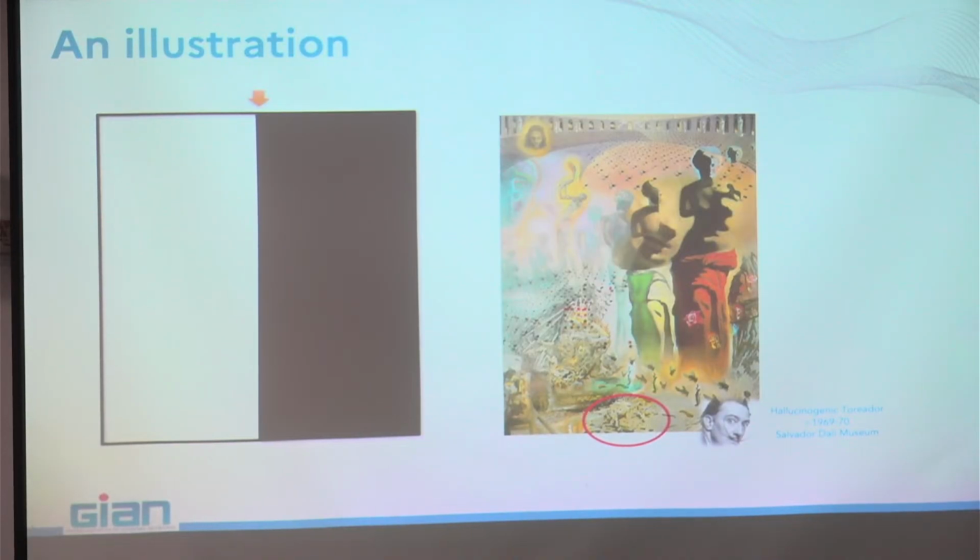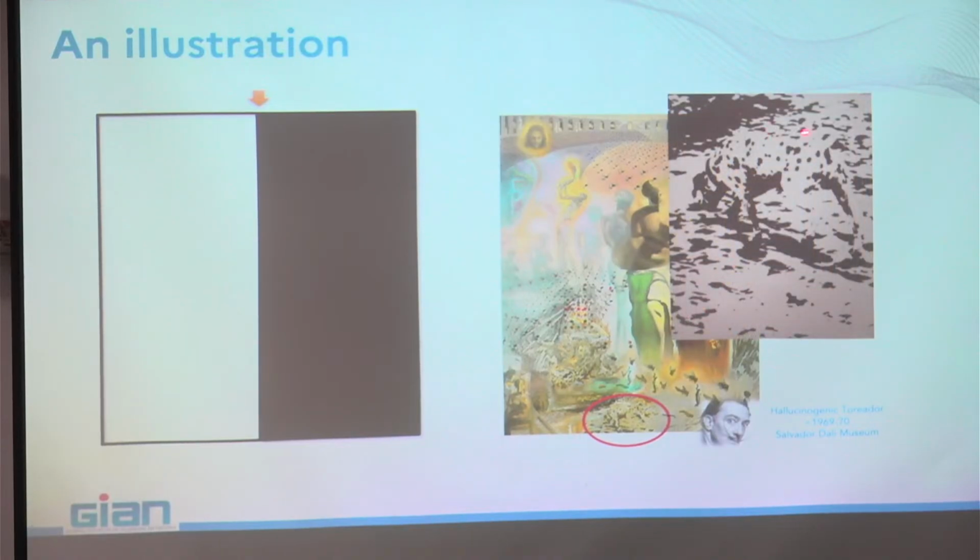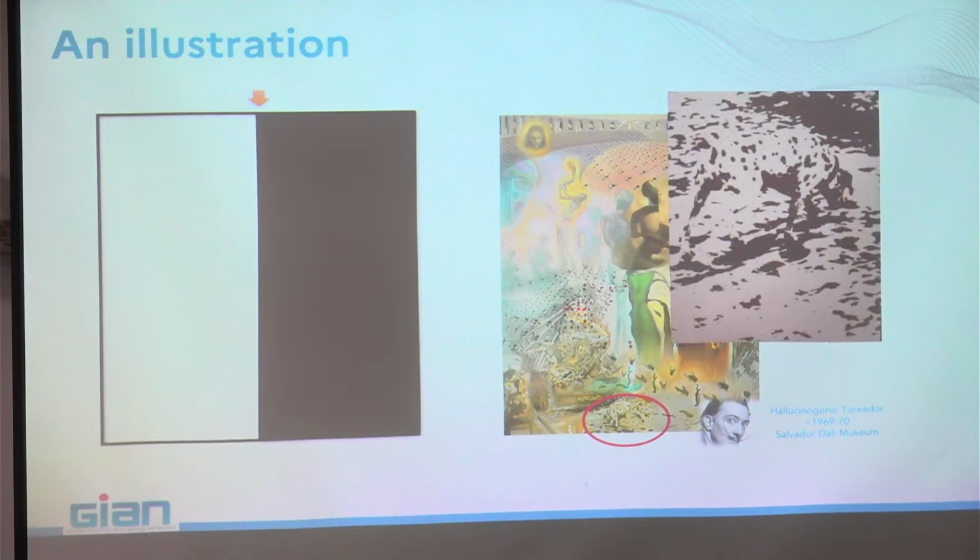Anyone can see something there? No? If I make a zoom, still no. If I add a few lines, and even if I turn it, you see there is a small dog, a Dalmatian.